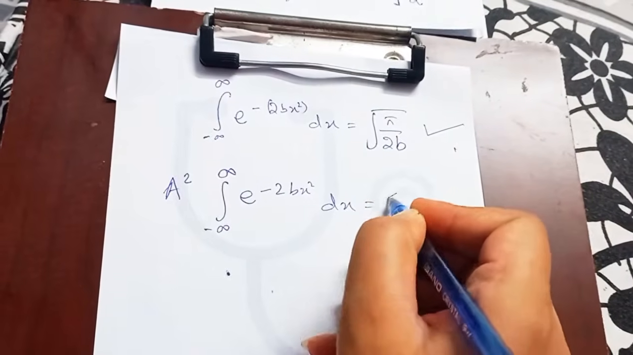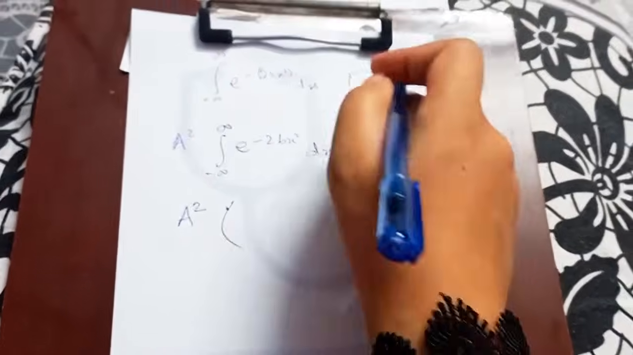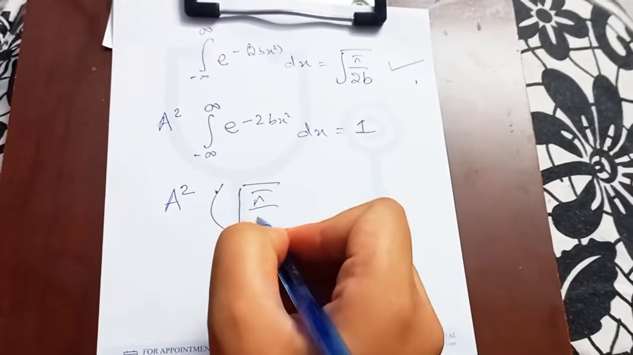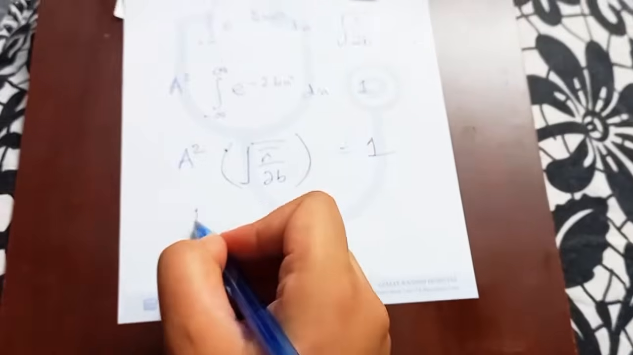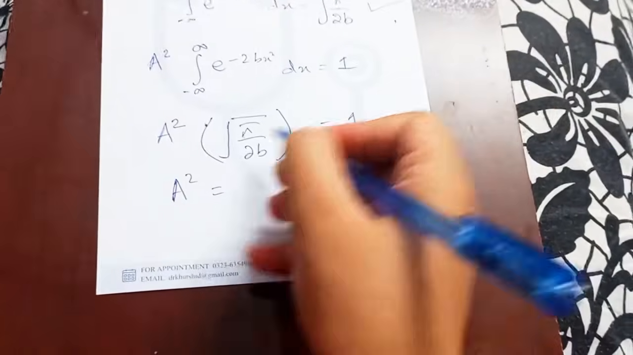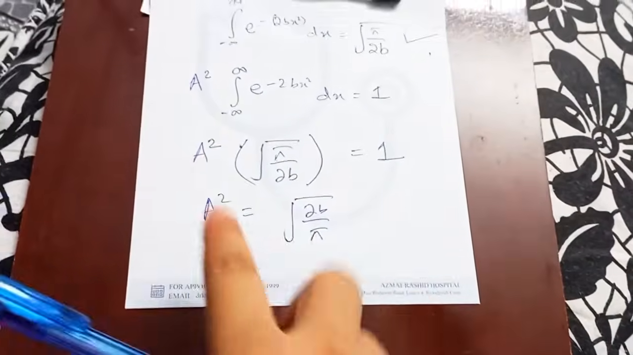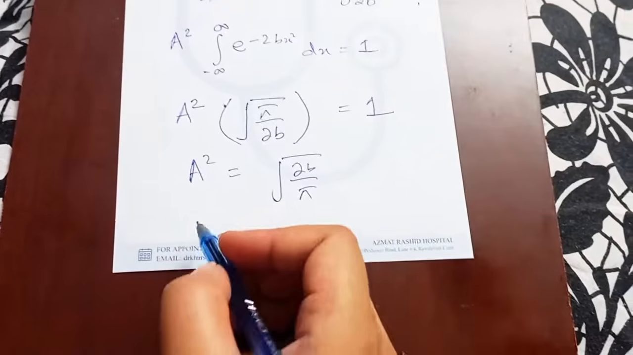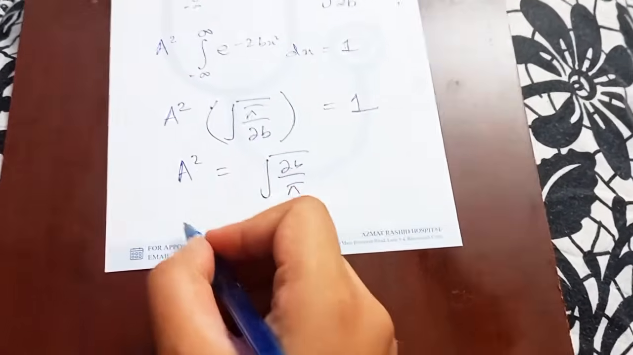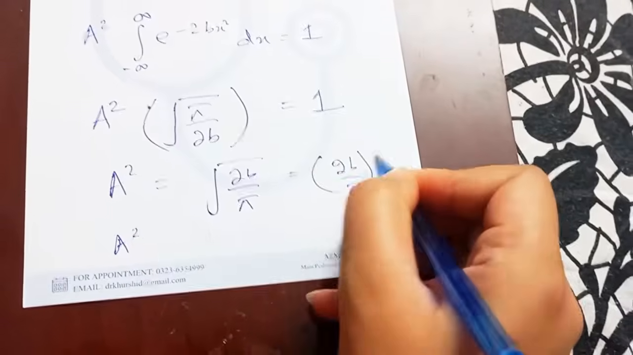Oh, why did I write it again? So this is expression number 3. Put this value here. A squared equals, taking it here, so it is inverted. We took it to this side to get the value of a, and a squared equals 2b by pi whole power 1 by 2.